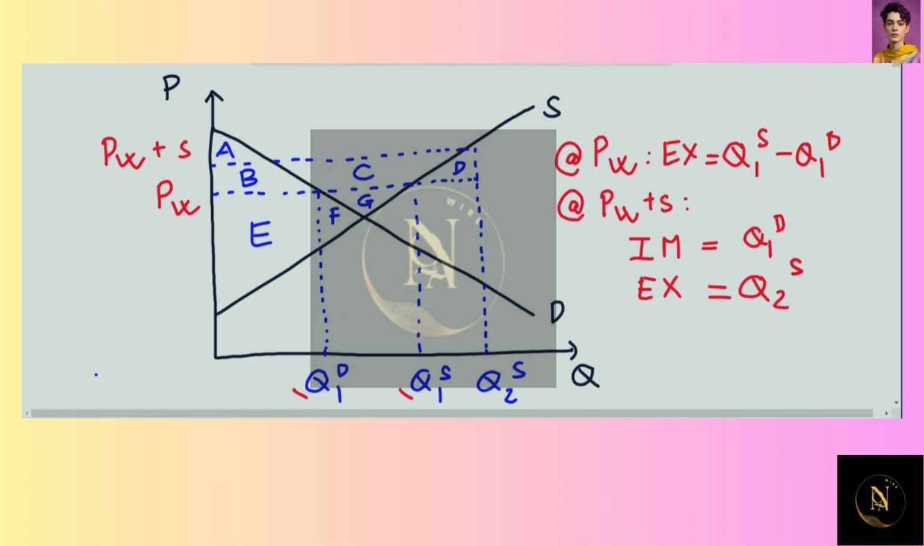So net exports of steel are the quantity Q2S minus Q1D. The end result is that the domestic price of steel is unchanged. The quantity of steel produced increases, the quantity of steel consumed is unchanged, and the quantity of steel exported increases.